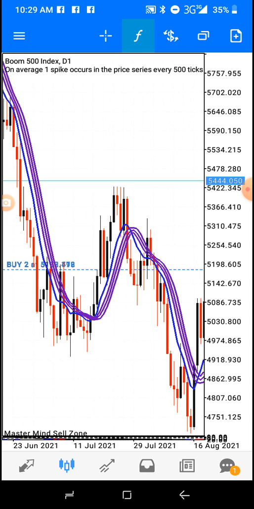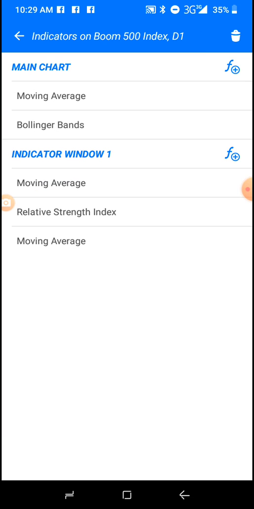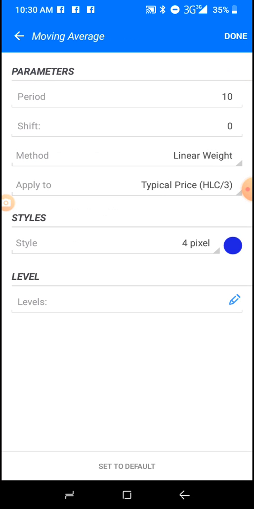On the moving average, we have the 10 moving average. The shift is 0. Method is linear weighted, and we apply to typical price, high and low. If you go down a bit, you see the median price. We have the close, the open, the high, the low, and all of that, but we choose the typical price, high and low. The pixel is 4. The color, you can choose any color of your choice. When you do that, you click on done.